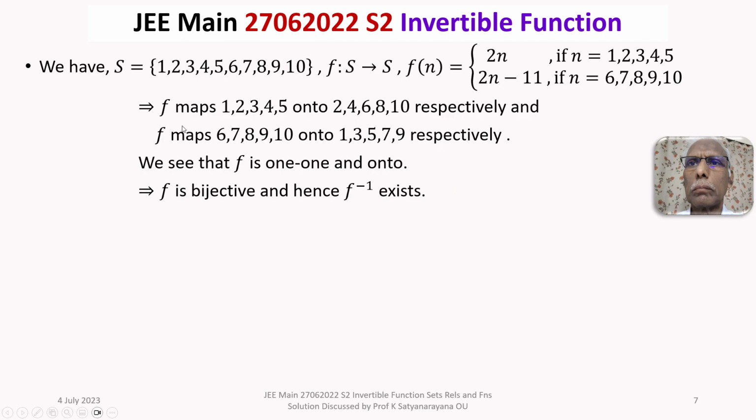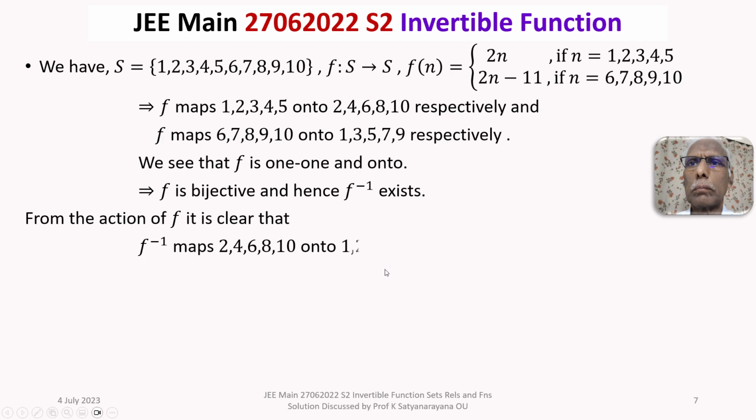So now, from the action of the map f, f inverse can be guessed. From the action of f, it is clear that f inverse maps 2, 4, 6, 8, 10 onto 1, 2, 3, 4, 5 respectively, and f inverse maps 1, 3, 5, 7, 9 onto 6, 7, 8, 9, 10 respectively.